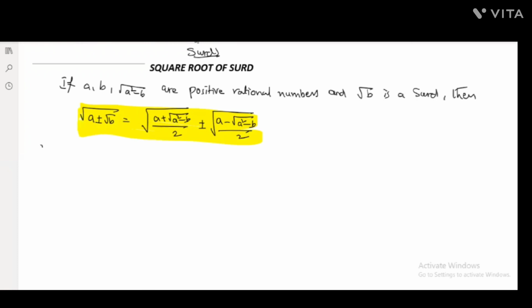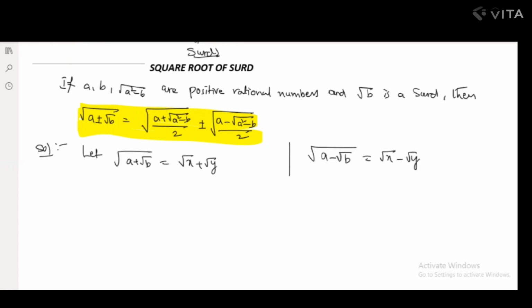So now let's see the proof. How can we get this formula, and the procedure to solve if you're not remembering the formula? So how can we find out the square root of a given third? So let me show the procedure. First, to find the square root of a plus root b, assume it as some root x plus root y. If the third is in the a minus root b form, assume root x minus root y. So if it is plus, you assume root x plus root y. If it is a minus root b, you assume root x minus root y.